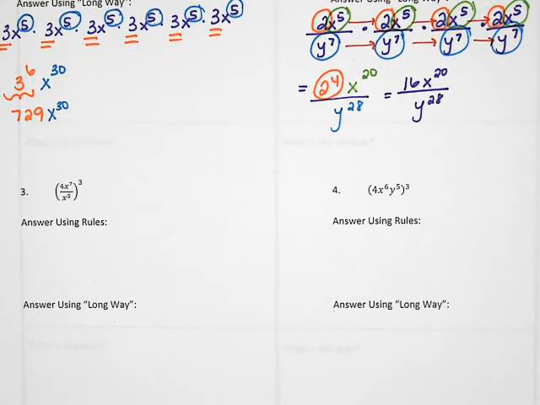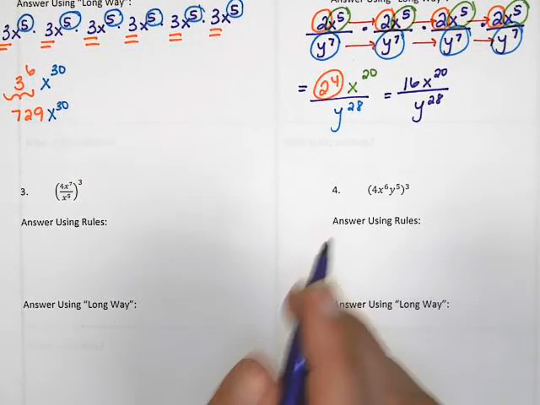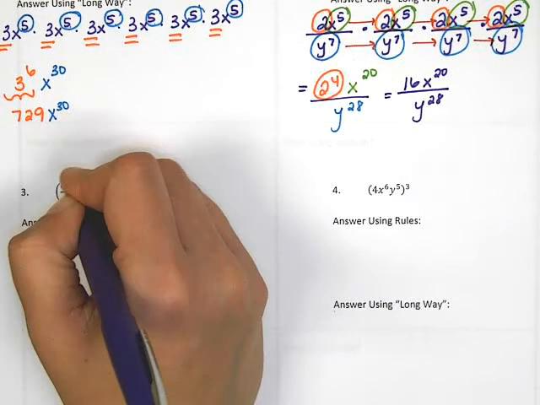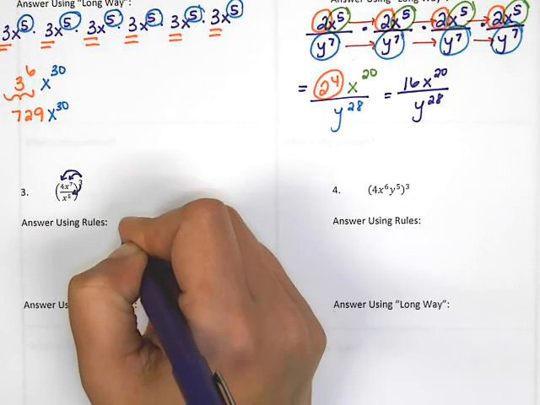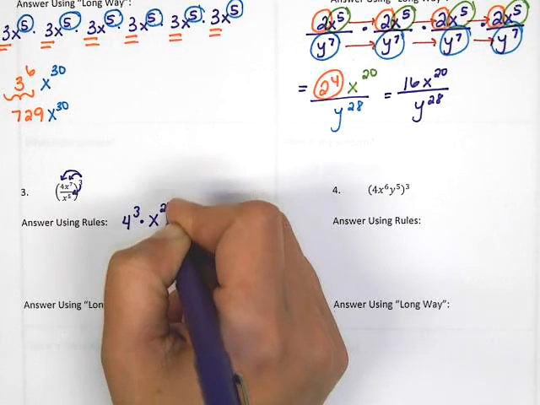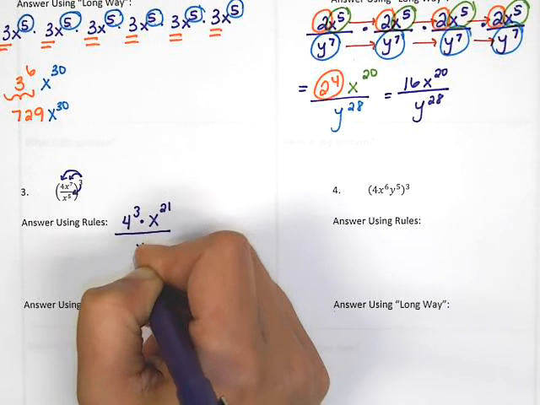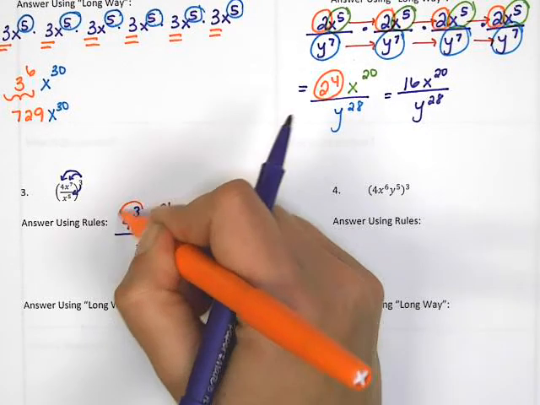All right, now, what if we want to try these problems and not do it the rules way? Well, it's totally acceptable. You can definitely do that. So if I do problem 3 without using the long way, I just want to use the rules, I would just distribute the 3 to all of these powers, including to the 4. So I would have 4 to the 3rd times x to the 21 divided by x to the 15.